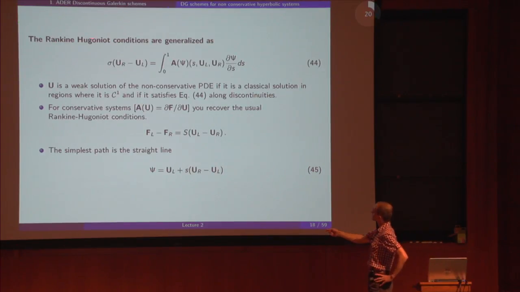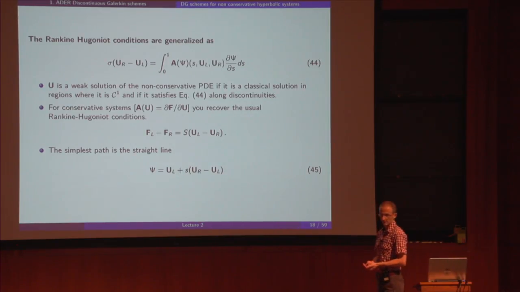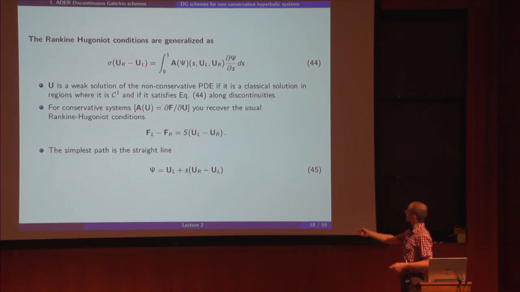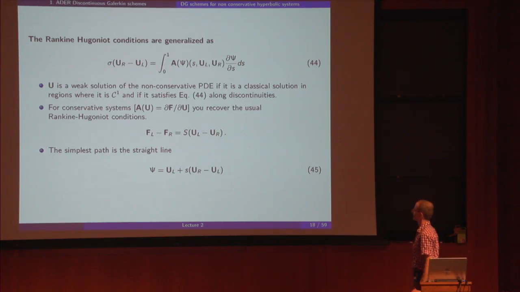And now you generalize the Rankine-Hugoniot condition that we know for conservative systems. We generalize to this new expression: sigma, the speed of the discontinuity, times the jump in the conserved variables is equal to, for conservative systems, it was just the jump in the fluxes. Now it's an integral of A, our starting matrix, dQ over ds, the derivative along the path, integrating in s.